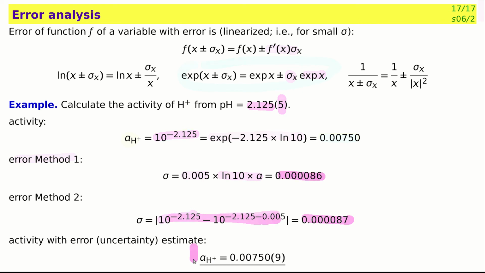And the final resulting activity of protons is the calculated value, and if I write it in the form in parentheses, it's 9. You can check that I am here at the same position.